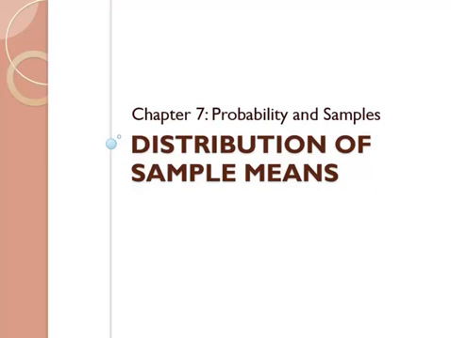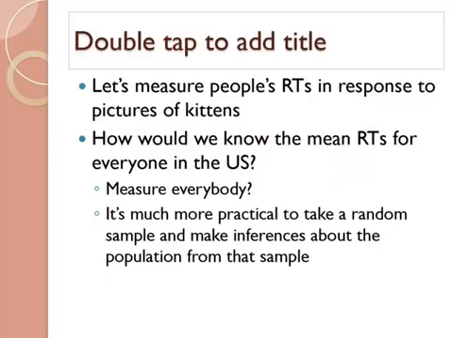All right. Chapter 7, Probability and Sample Distribution of Sample Means. Okay. So, this is a really interesting idea here. In this chapter is a lot of sort of conceptual stuff.